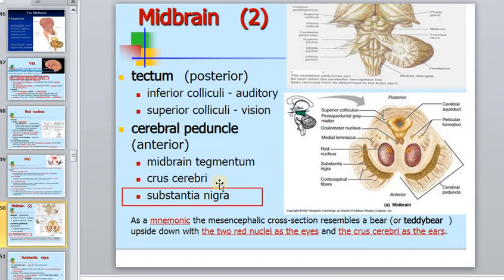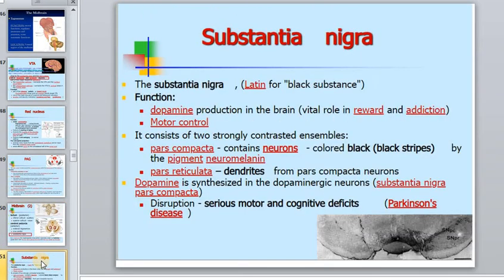So we have already discussed all parts of the midbrain except the substantia nigra. Substantia nigra is Latin for black substance, and it is a place where a lot of the neurotransmitter dopamine is produced in the brain, with a vital role in reward and motor control, especially for humans.